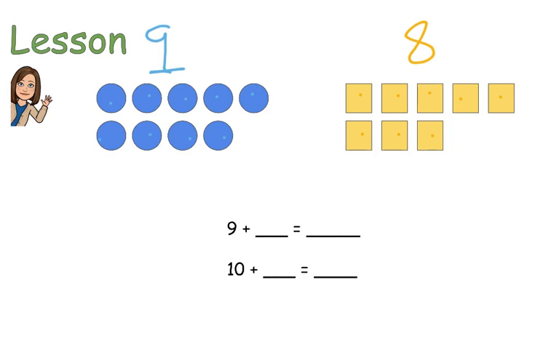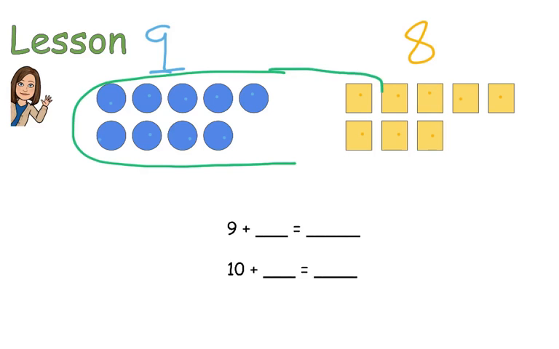So let's see. We have 9. How many more do we need to make a group of 10? 1 more. Let's see. And let's count that to make sure. 1, 2, 3, 4, 5, 6, 7, 8, 9, 10. So now we have our group of 10.